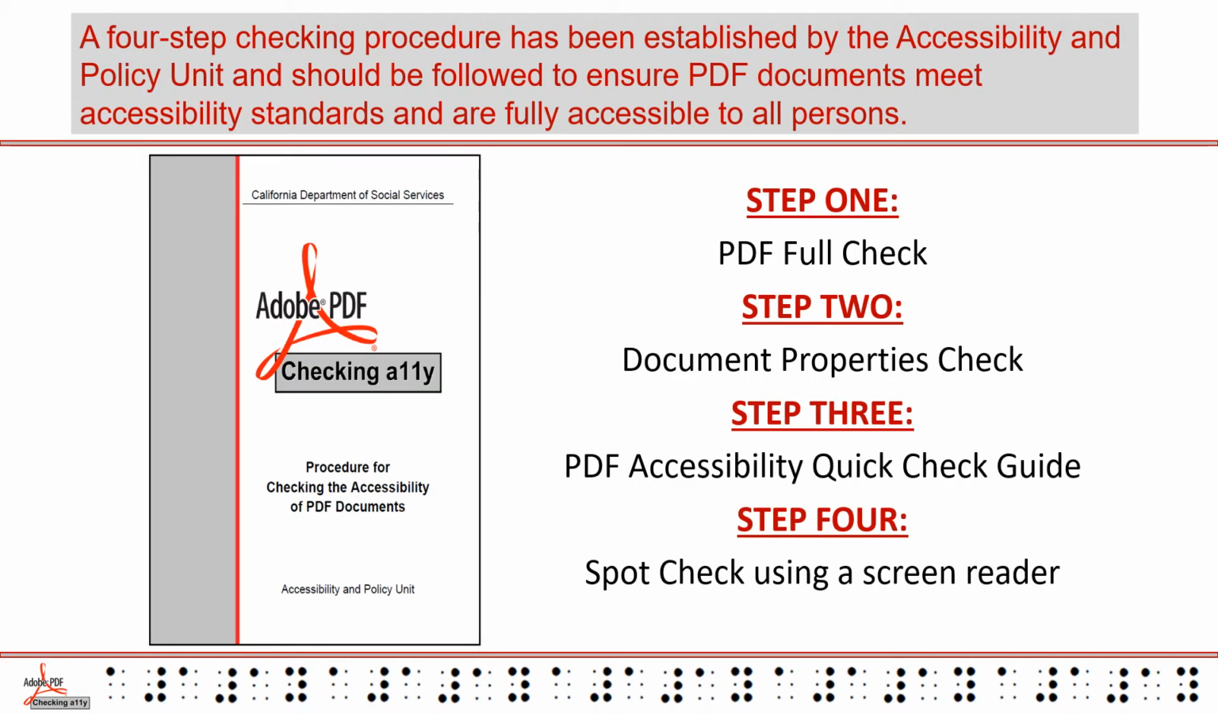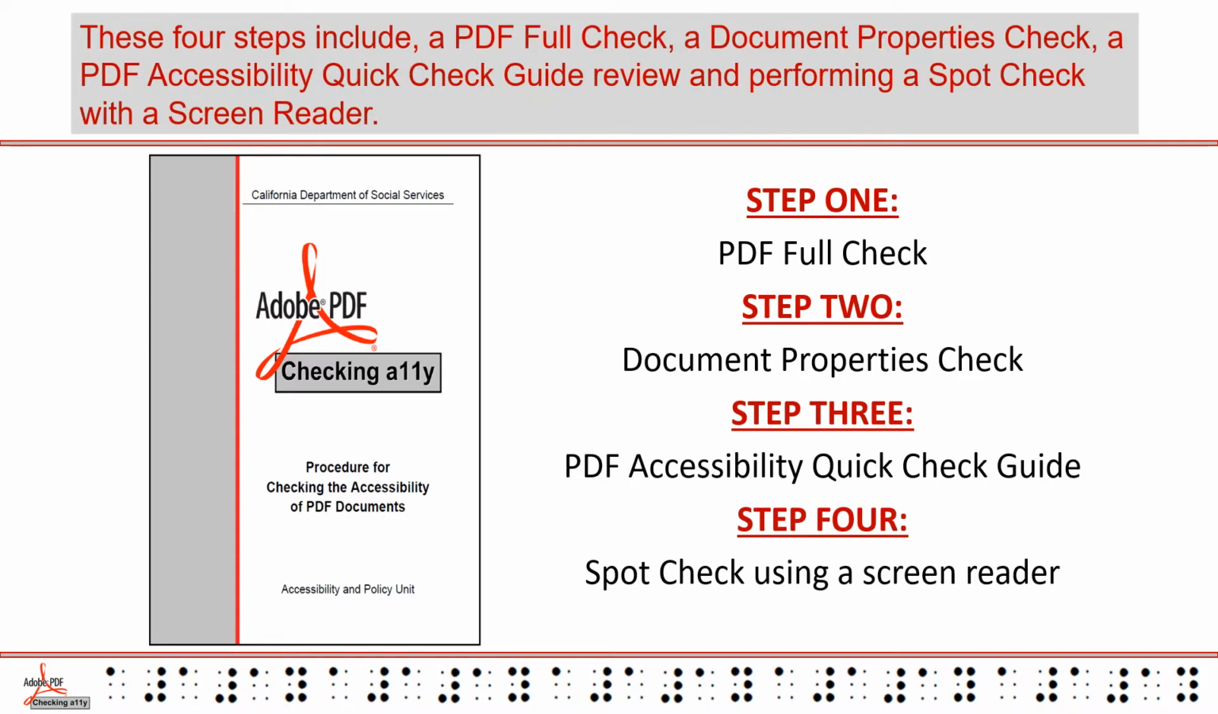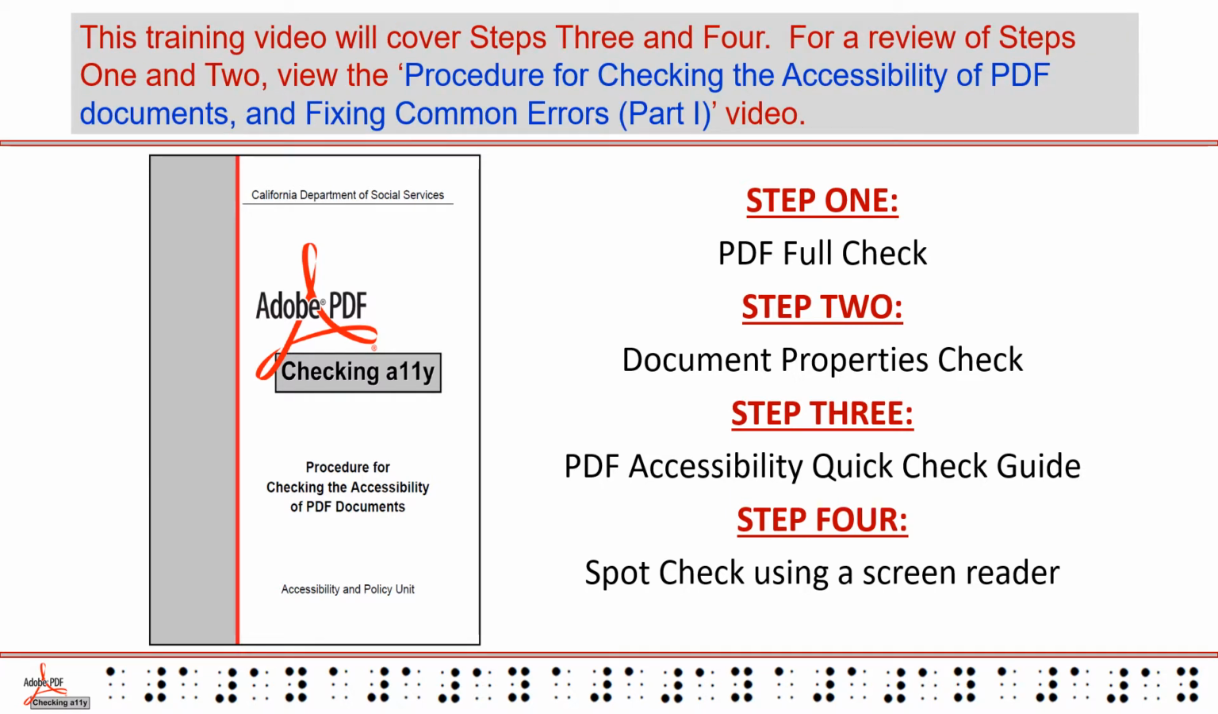A 4-step checking procedure has been established by the Accessibility and Policy Unit and should be followed to ensure PDF documents meet accessibility standards and are fully accessible to all persons. These 4 steps include a PDF full check, a document properties check, a PDF accessibility quick check guide review, and performing a spot check with a screen reader. This training video will cover steps 3 and 4.